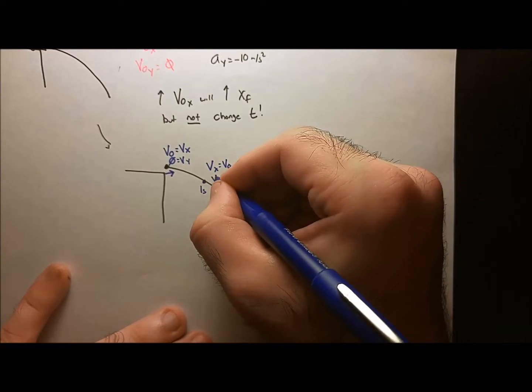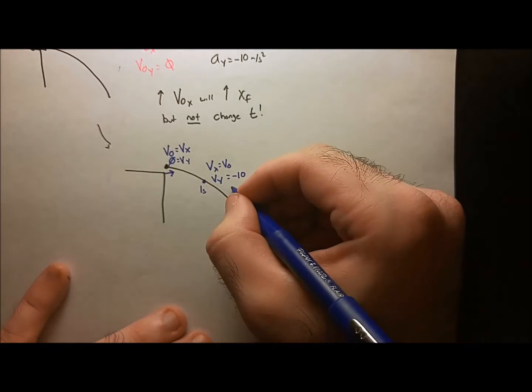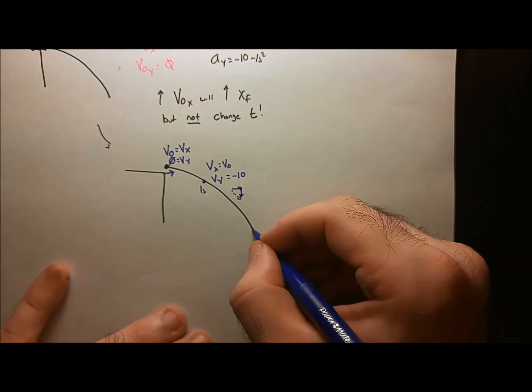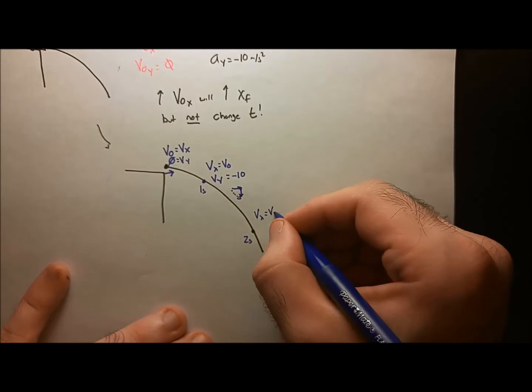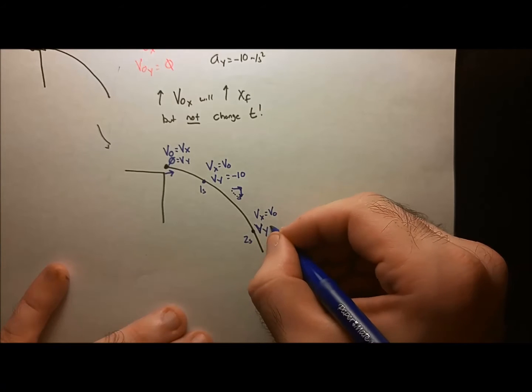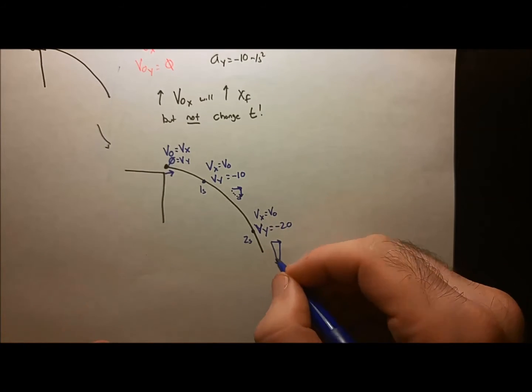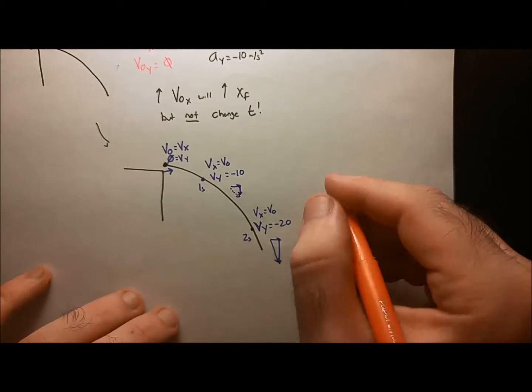But at 1 second in, the x velocity is still vx, but the y velocity is now negative 10. It went from 0 to negative 10. 2 seconds in, the x velocity is still the original velocity because it hasn't changed, but the y velocity is now another negative 10, which is negative 20. And you can see the vector triangles I drew.